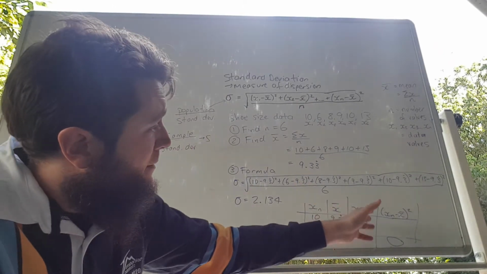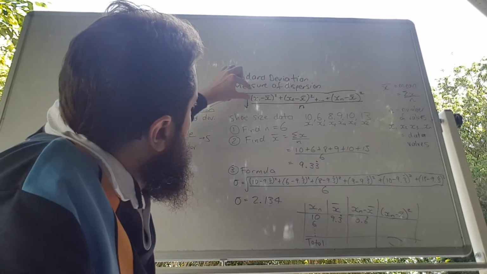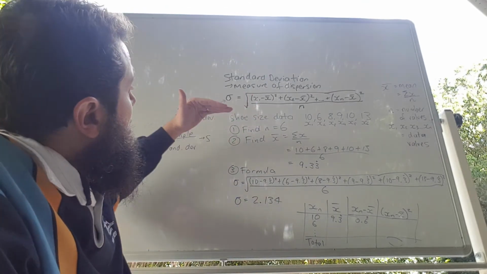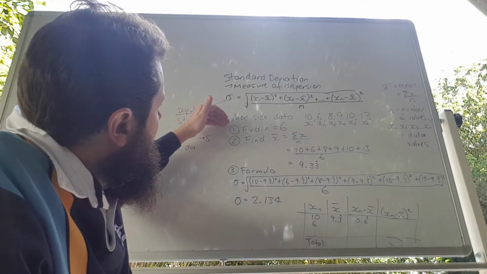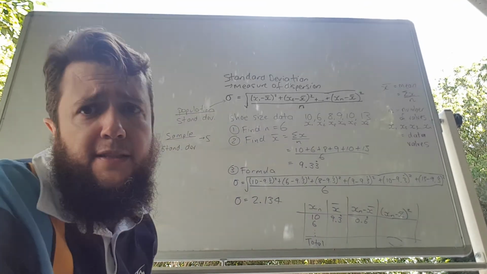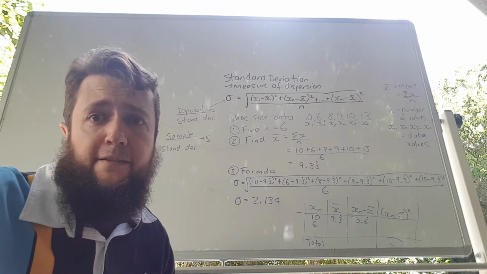You set your headings to be something like that. You work down, you get a total down here, which is that line. But you don't have to do that. This is the way the text shows you. Find n, find the mean, shove it in the big formula, get your population standard deviation. Thank you for listening, and I hope that made sense. Cheers, year 10.